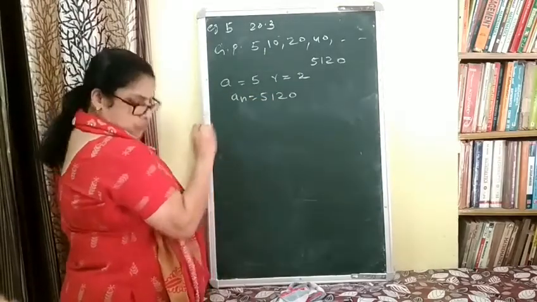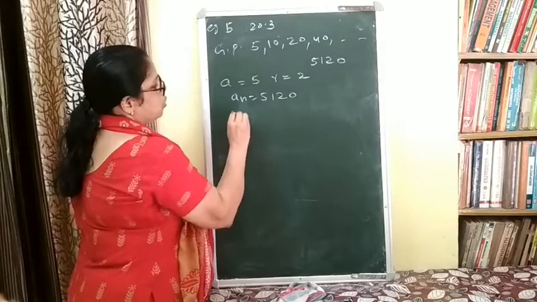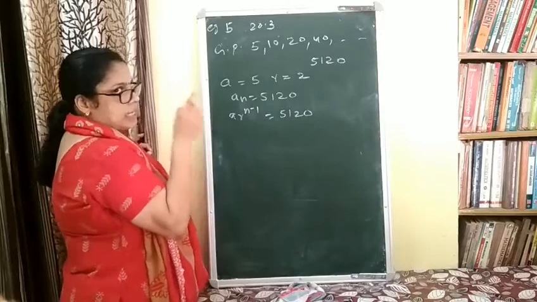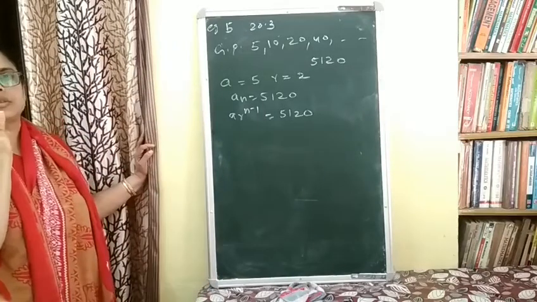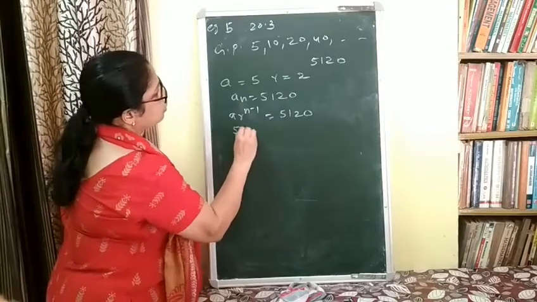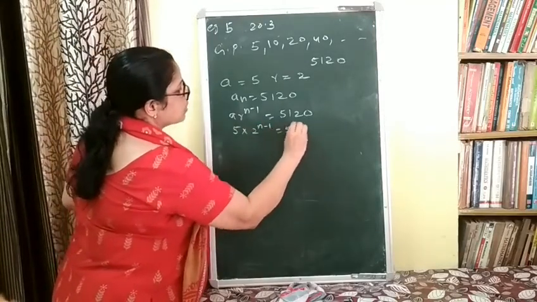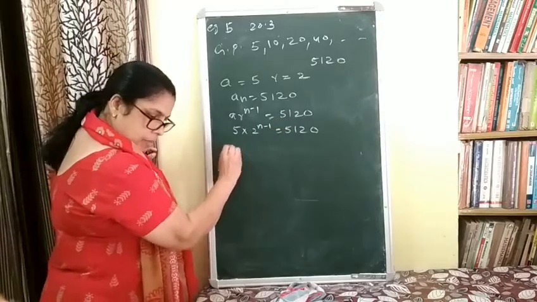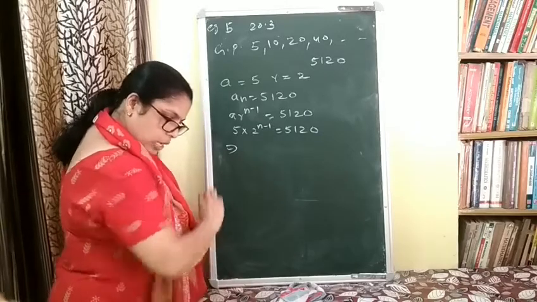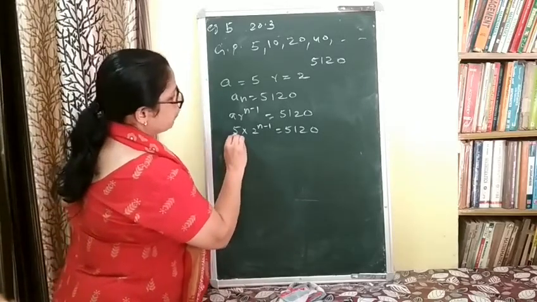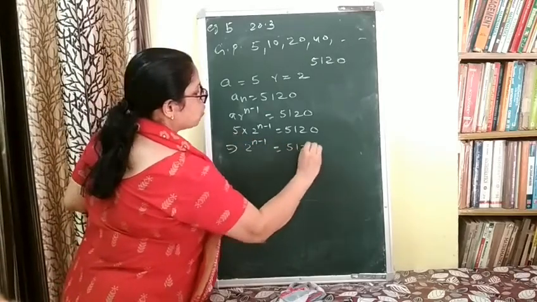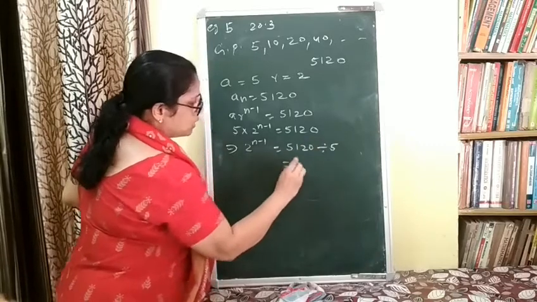By the formula, An is equal to A R raised to power n minus 1, equal to 5120. You have to find which term, how many terms. In such type of question you must think one thing, you have to find the value of n only. That means A is 5 into R is 2 raised to power n minus 1 is equal to 5120. That implies 2 raised to power n minus 1 is equal to 5120 divided by 5. If you divide it, you get 1024.